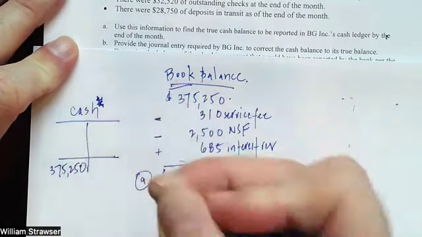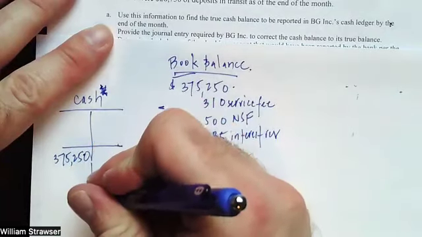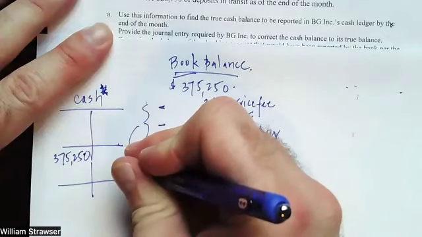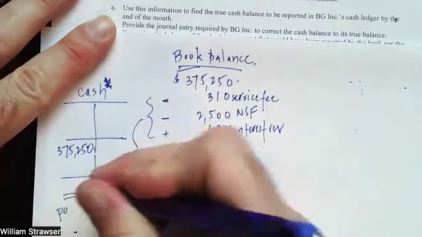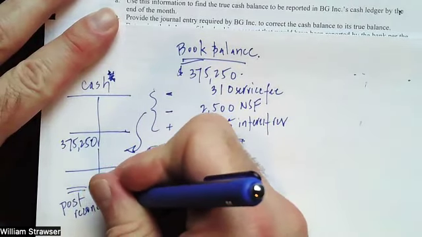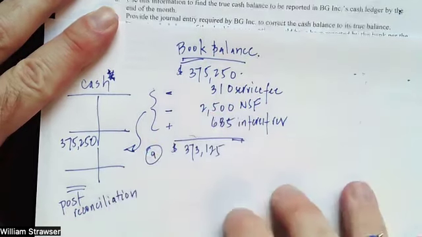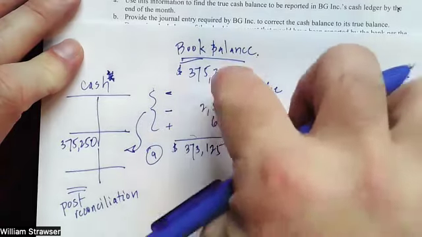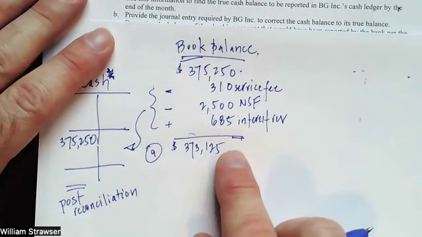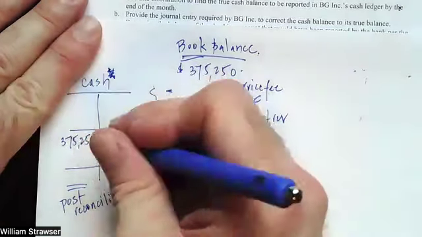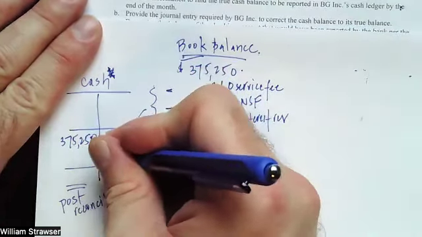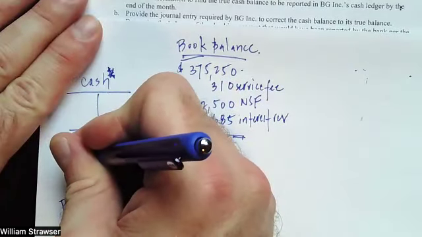Now, we're not at an adjusting entry place right now, but we do want to incorporate these items so that we have a post-rec balance after we've made the journal entry. So basically, we're turning this into that, and we have to do it with a journal entry. It's really easy to see how this would affect the cash. I'm subtracting 310, and that has to go on the credit side. I'm subtracting 2,500, that goes on the credit side. And I'm adding 685, that goes on the debit side.